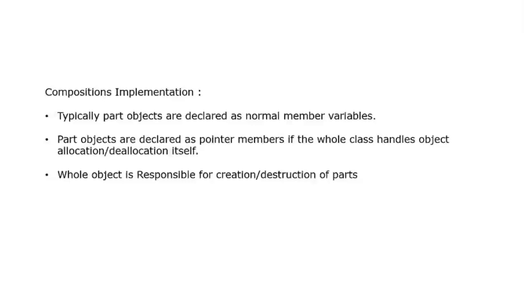So after looking at what a composition is, now let us see how a composition is implemented in C++. In composition, typically the part objects are declared as normal variables, because normal variables are created at the time of creating the main object itself. Part objects are declared as pointer members if the whole class handles the object allocation and deallocation itself. I mean, if you declare the part object as a pointer variable, then you have to allocate memory for this part object in the constructor itself. The whole object is responsible for creation and destruction of all its part objects. It is not created separately.